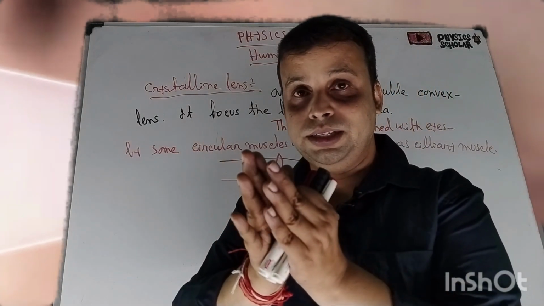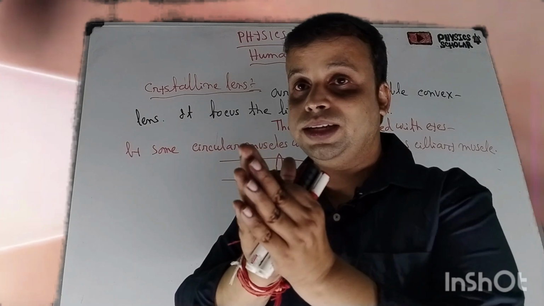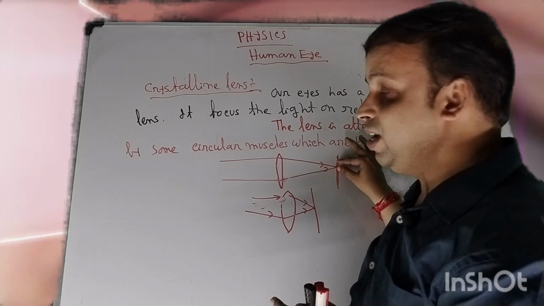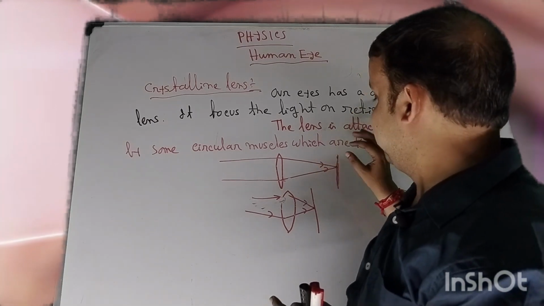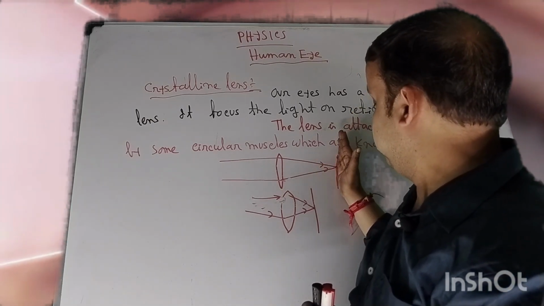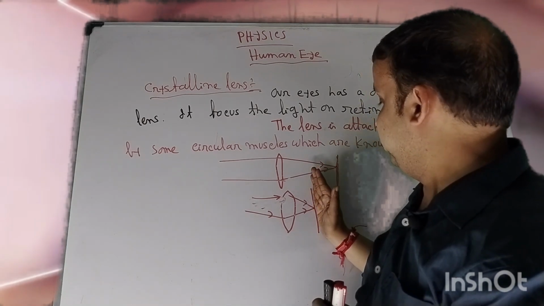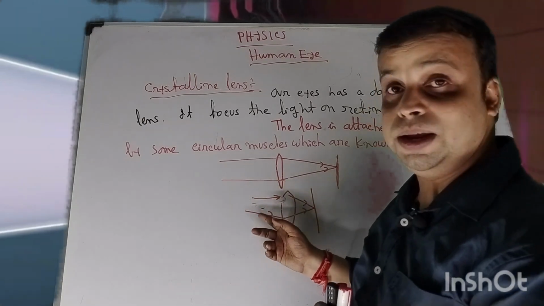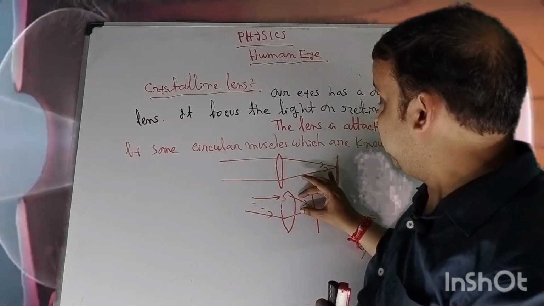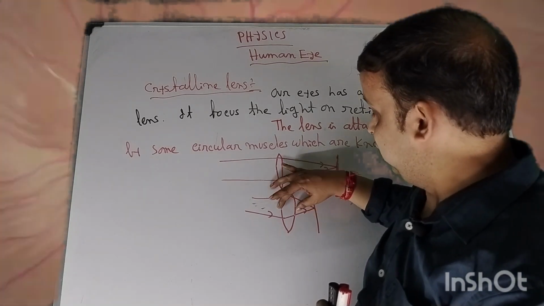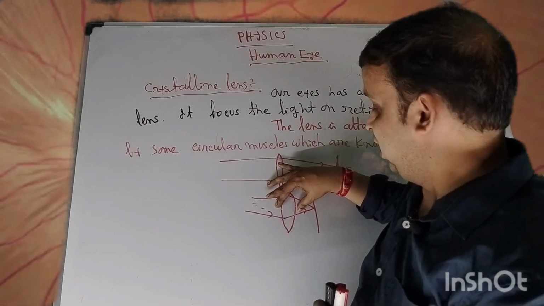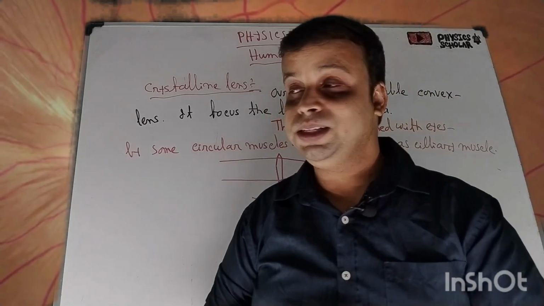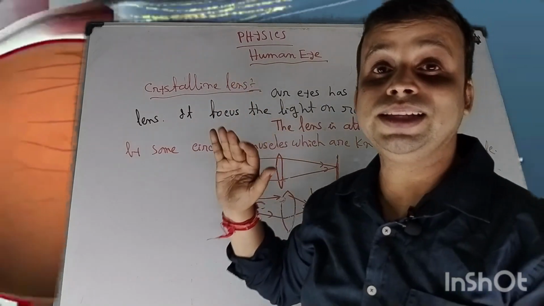The ciliary muscles will contract, and the lens will become thinner. So the focal length will increase and the converging power will decrease, so that the image falls on the retina. And in the case of a nearby object, the rays will be almost divergent. So the converging power should be increased, that's why the lens will become thicker than before, so that the focal length will decrease. So this is the function of the crystalline lens and the ciliary muscle.